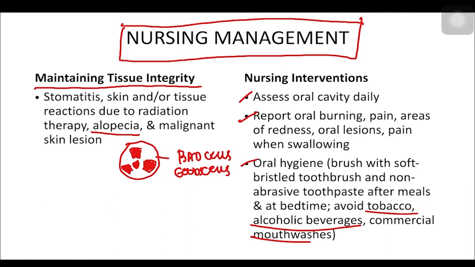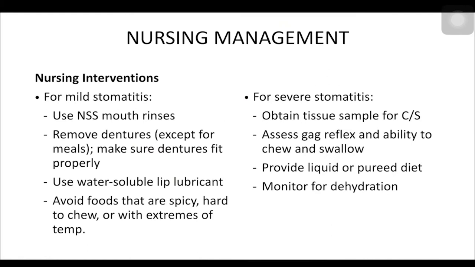Next one. Okay, so here we have stomatitis or singaw. What are the nursing interventions? Use NSS for mouth rinses. Okay, if ever the patient is having dentures, after meals, ask them to remove them. Kasi if your patient slept with the dentures, sometimes the dentures would fall off or misfit while sleeping. Then the patient would either bite or accidentally injure himself or herself with the dentures. That's why make sure to remove the dentures and clean them after. And then make sure that they fit to avoid slips and accidental punctures in the patient's mouth.